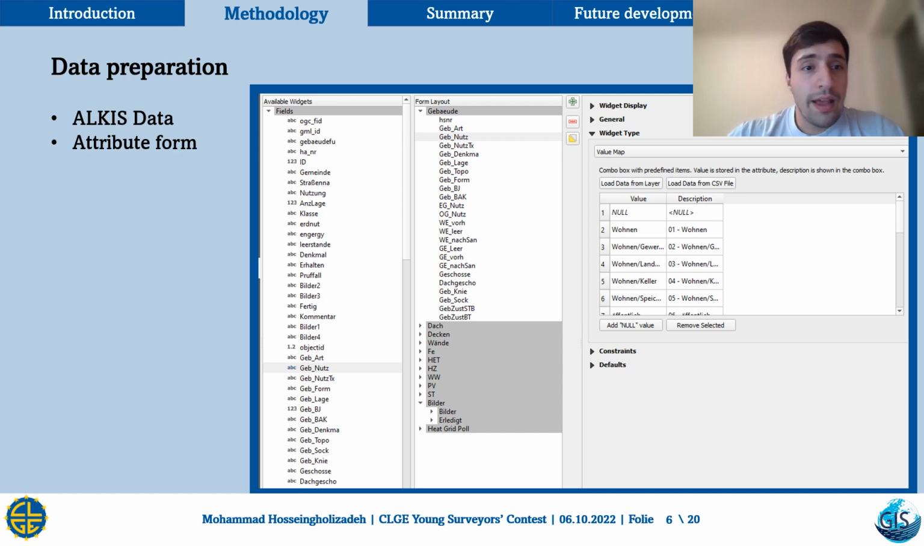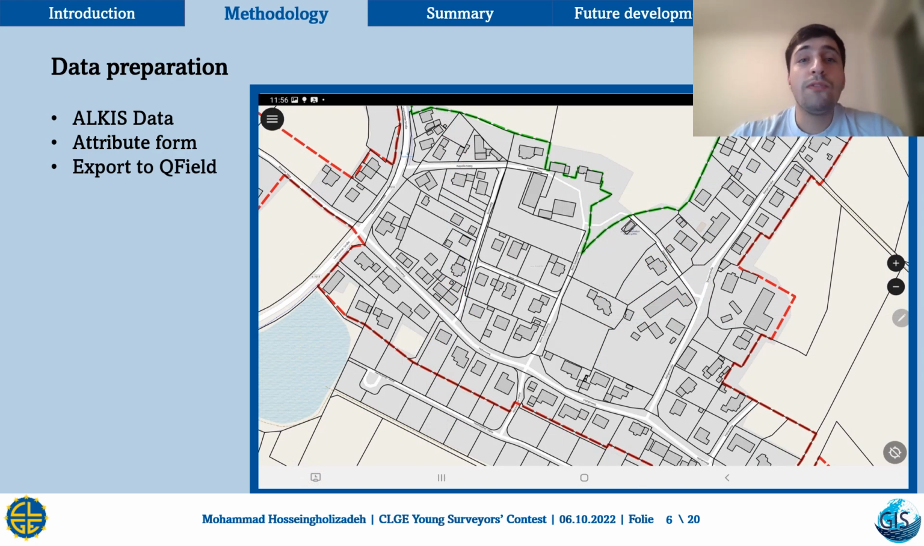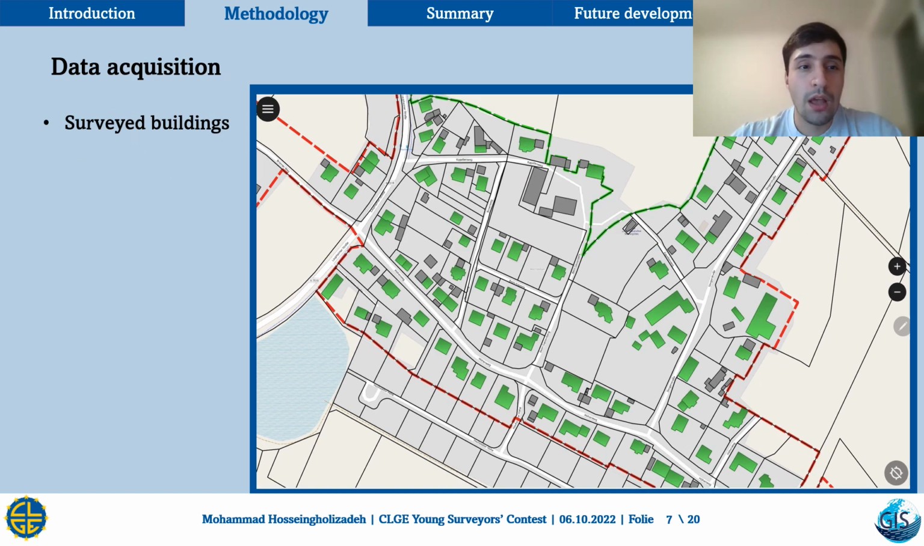So as you can see, these are our attribute forms. In the attribute forms, we have different types of parameters, and now we have exported them. This is the view of the QField, and we export it to the QField, and everything is ready for going to the field and capturing all the information.